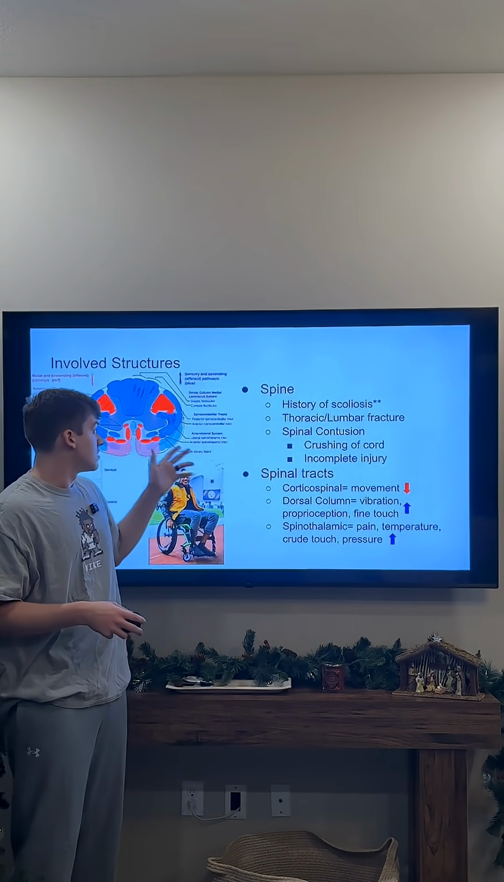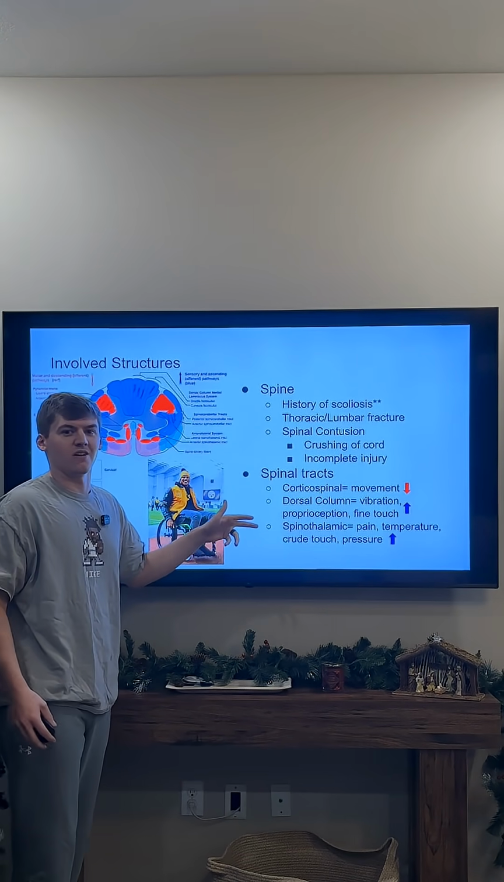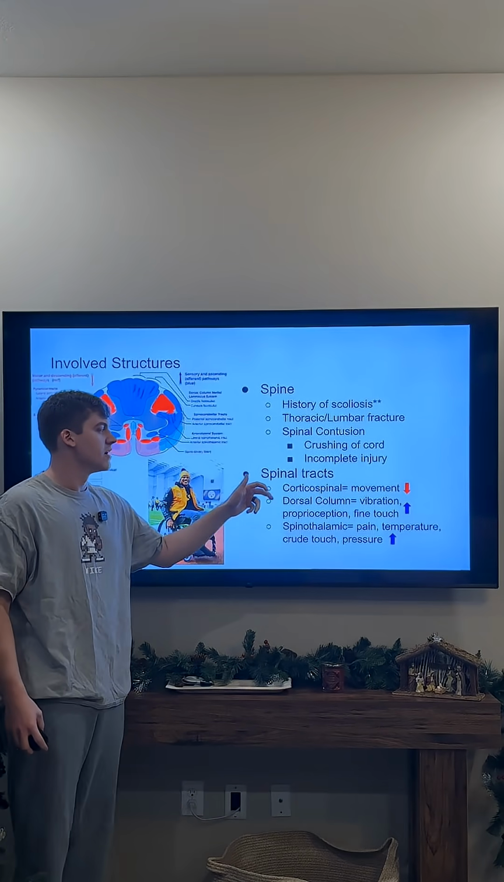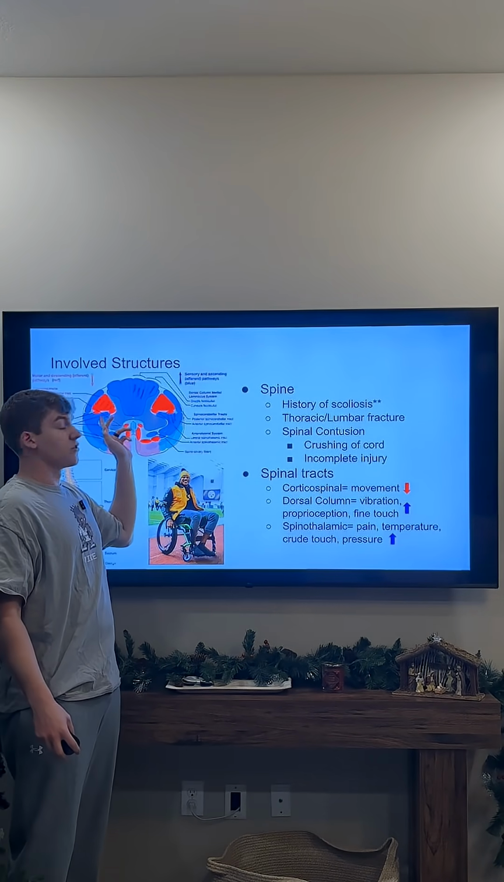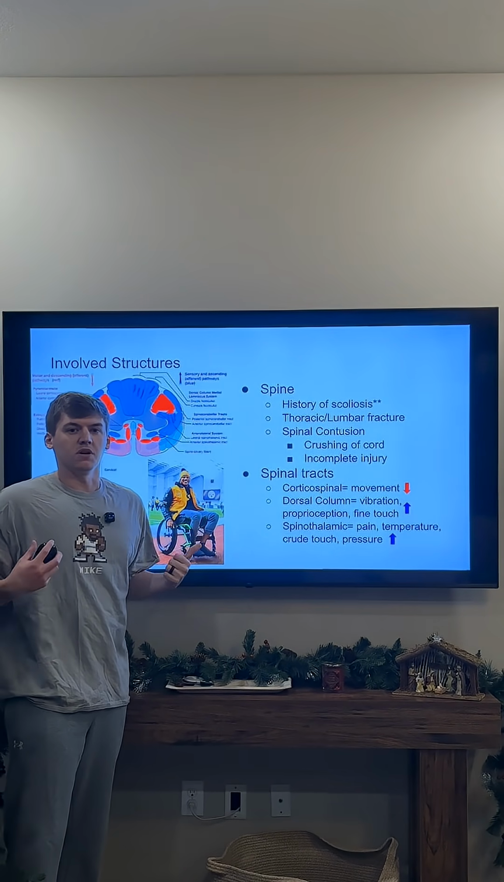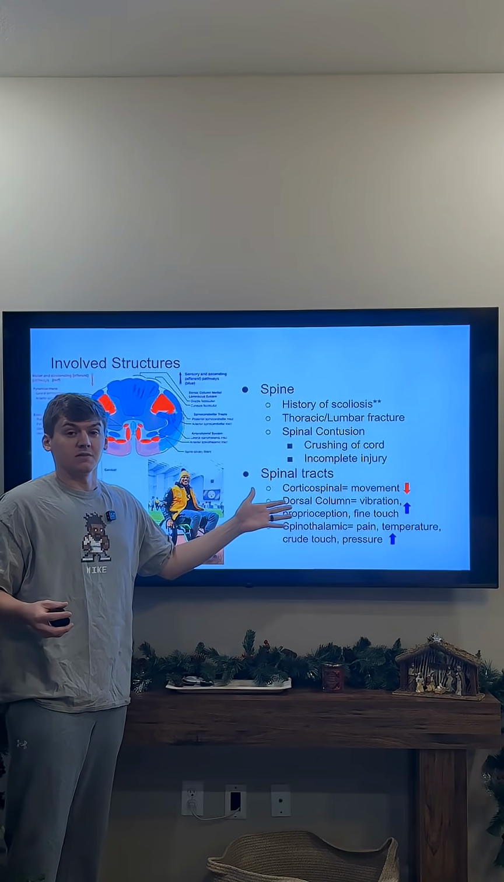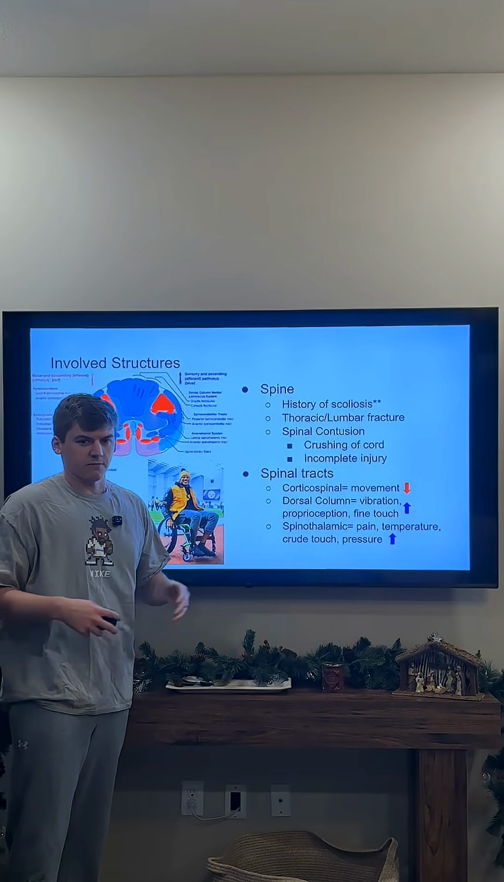So there's a billion spinal tracts. We're only going to talk about three because these are the ones that are really important. So the corticospinal tract, I got it in red. It matches the red in this photo. It goes from your brain to your spinal cord out to your muscles, and that's for movement. All right. So Ryan lost movement, which likely affected the corticospinal tract.